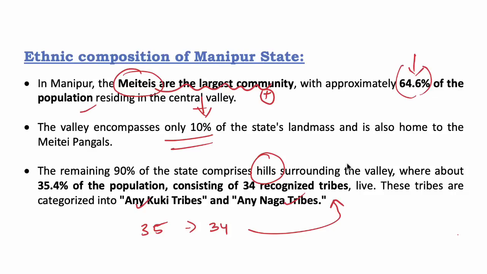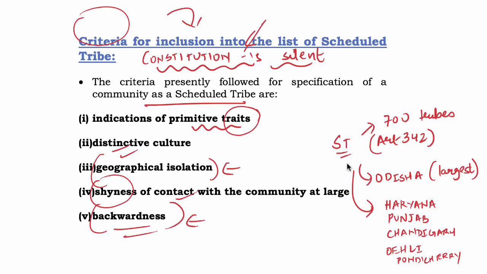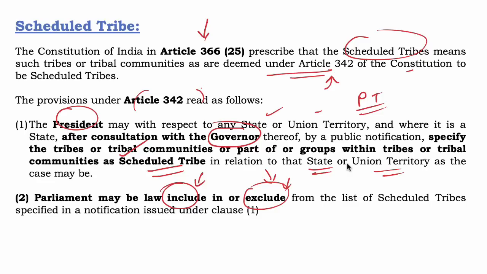We have also seen in our discussion the criteria for the inclusion of Scheduled Tribes and the constitutional provision regarding the same, which is silent on the matter. And at first, we have also seen the definition of Scheduled Tribes as given under the Indian Constitution.